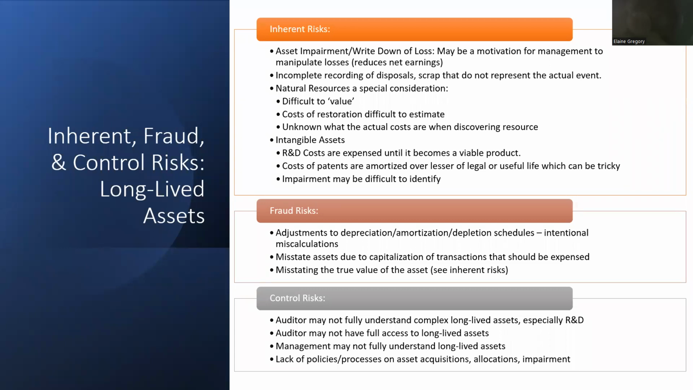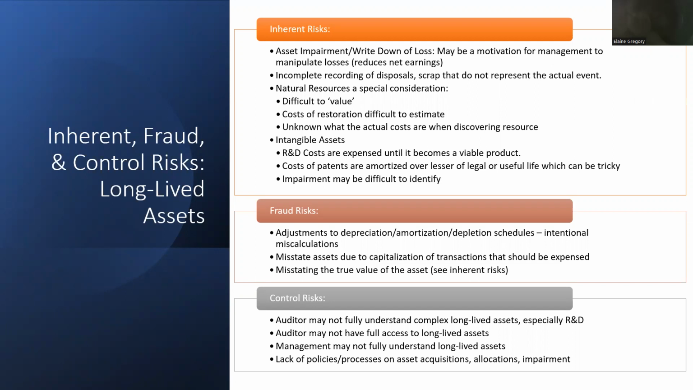Again, inherent risks, fraud risks, and control risks that we have to be cognizant of when we are looking at the company. Under inherent risk, there may be a motivation for management to manipulate losses, which in turn reduce net earnings. There might be incomplete records of disposals and scrap that don't represent the actual events.